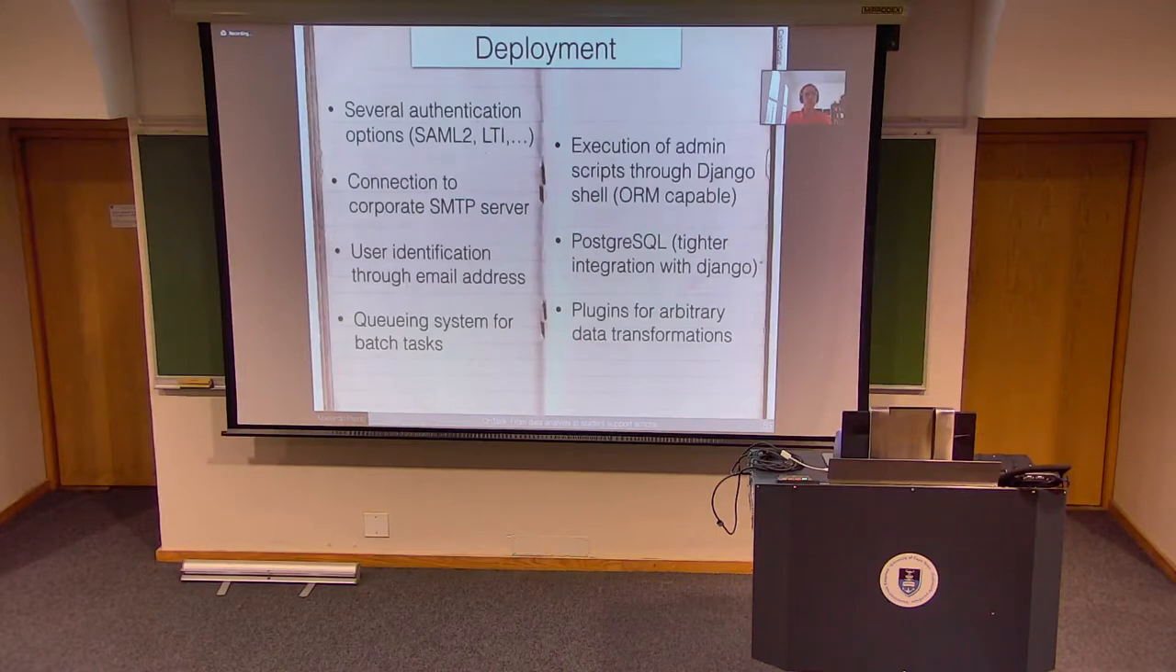We have user authentication and identification through email address, so whenever we receive information with a certain email address, we assume that that's the unique ID of the student. Like I mentioned, we include some queuing system for batch tasks because they are sometimes required. For example, at a university, sending 1,000 emails takes a little bit, and it needs to happen asynchronously. The platform offers very powerful infrastructure to manipulate the data inside it.